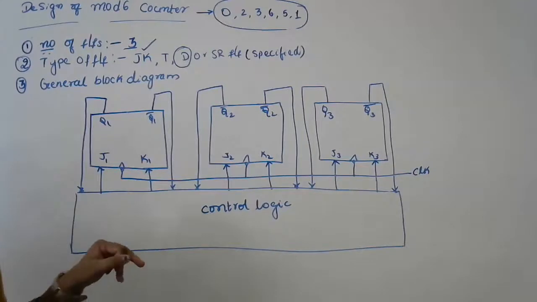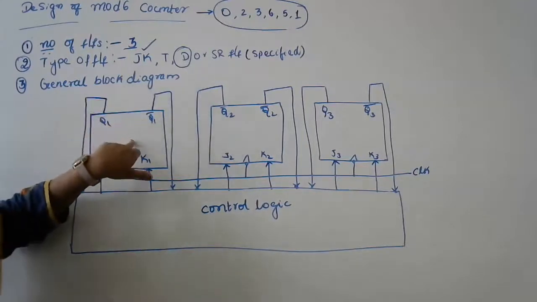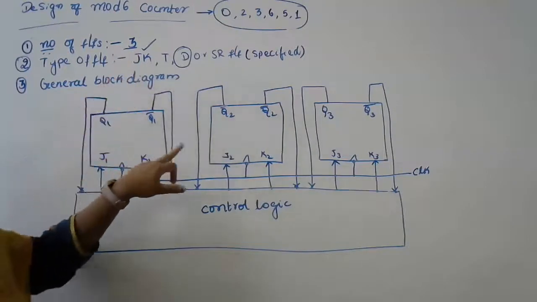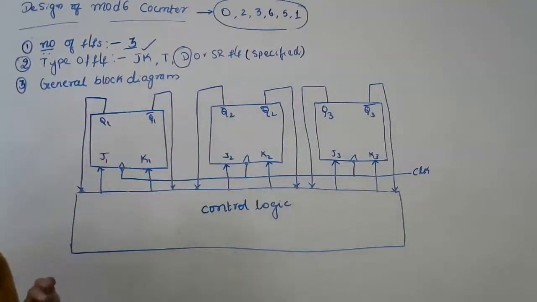What is it that I have done? I have chosen JK flip-flops. How many JK flip-flops are required? 3 JK flip-flops are required. So I have chosen 3 JK flip-flops. Now, what's the pattern I need to generate? It was 0, 2, 3, 6, 5, 1.